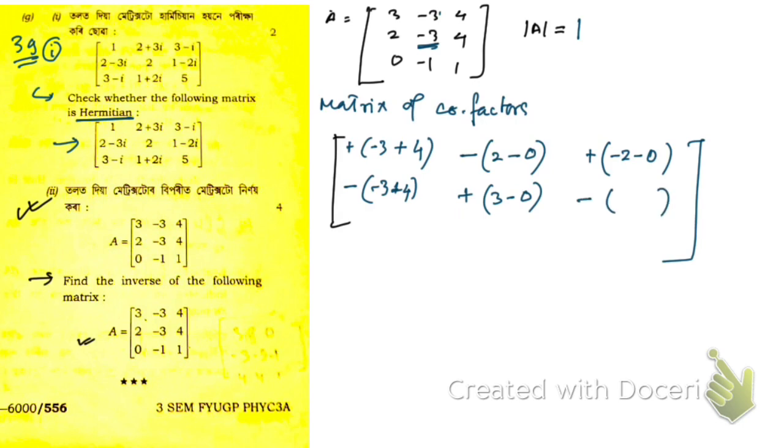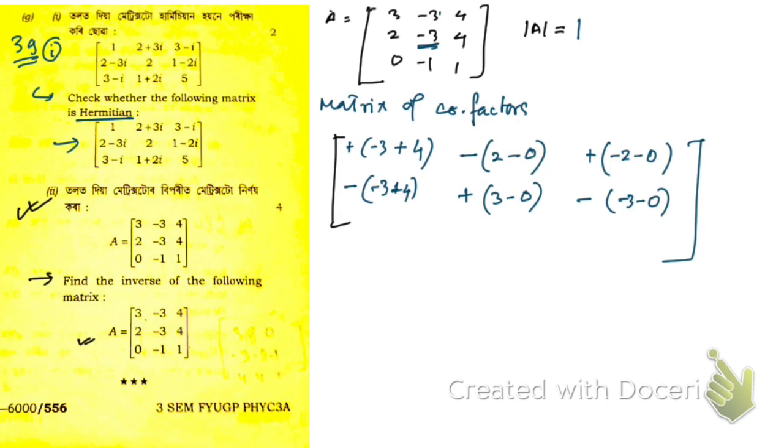Okay, so now for this element, the cofactor of this element, again ignore this row and this column. Then now let us multiply 3 into -1, that's going to be -3, right? -3, then minus, so for this one 3 into -1, that is -3, and 0 into -3, again 0, right? That's what we have got.